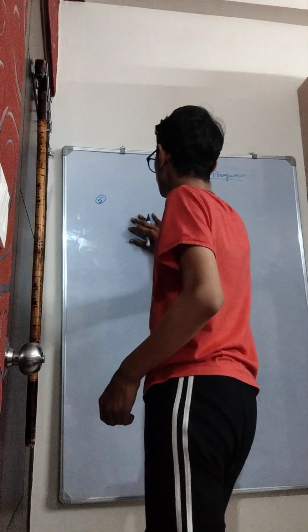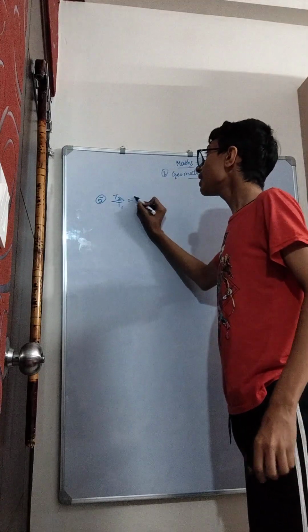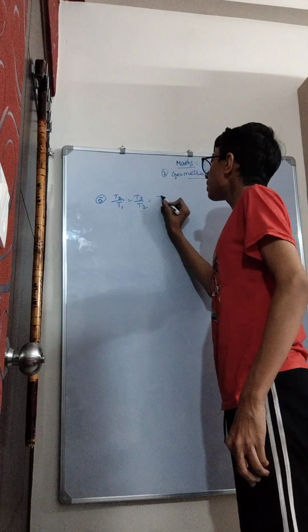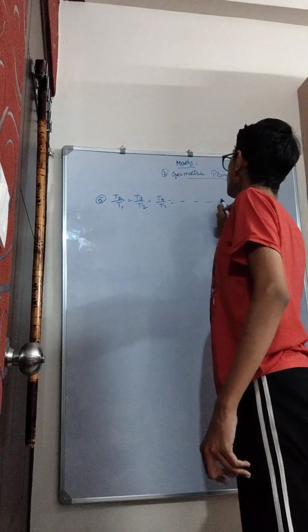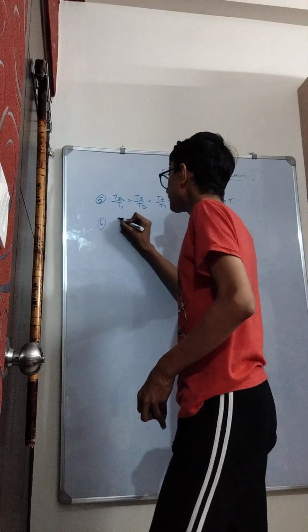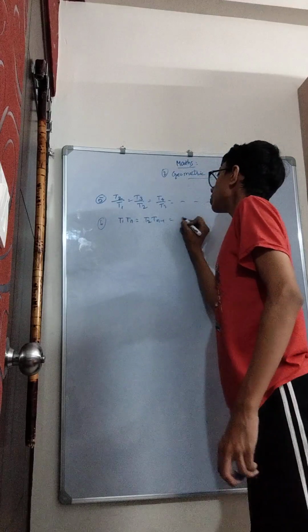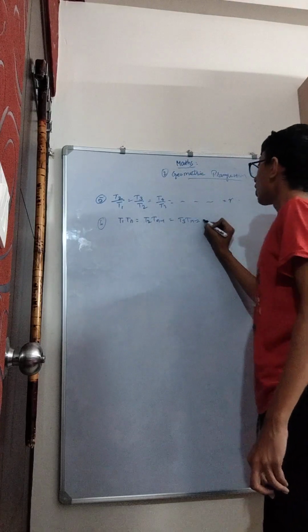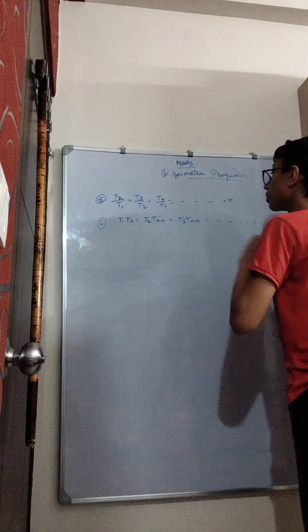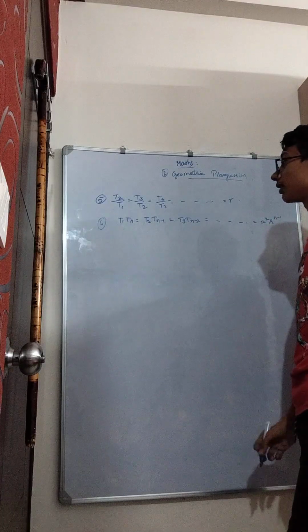The 5th one is very easy. T2 by T1 is equal to T3 by T2 is equal to T4 by T3, all the way equal to R. It's the common ratio. Then the 6th one is T1 Tn is equal to T2 Tn minus 1 is equal to T3 Tn minus 2, all the way equal to A into AR power n minus 1.